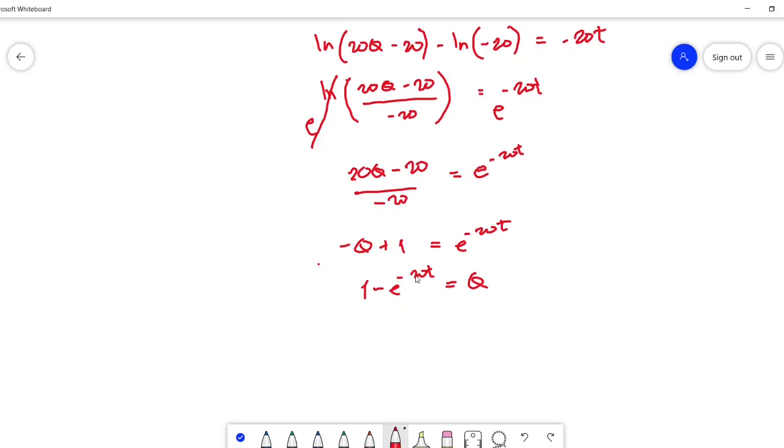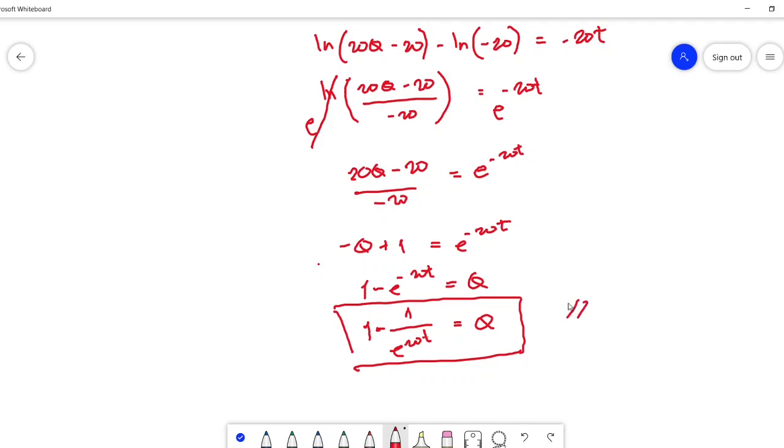Or we can move the exponential to the denominator, since the exponent is negative. We can express this in this manner: 1 over e raised to 20t. Okay, let me write it clearly. So this is 1 minus 1 over e raised to 20t. So at any time t, we can solve for the value of charge. So this is the final answer for the problem.